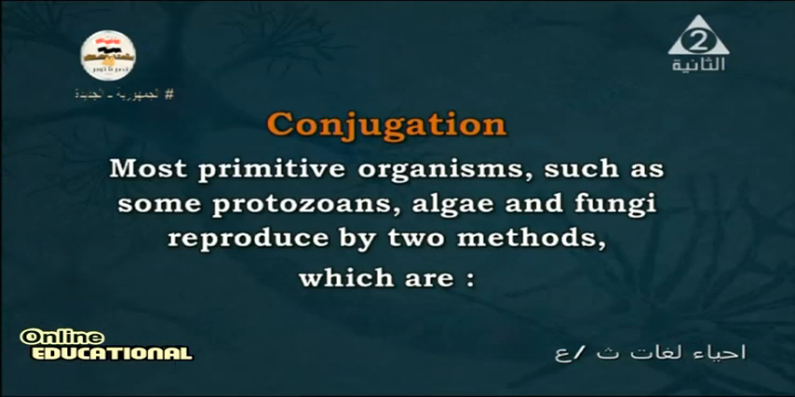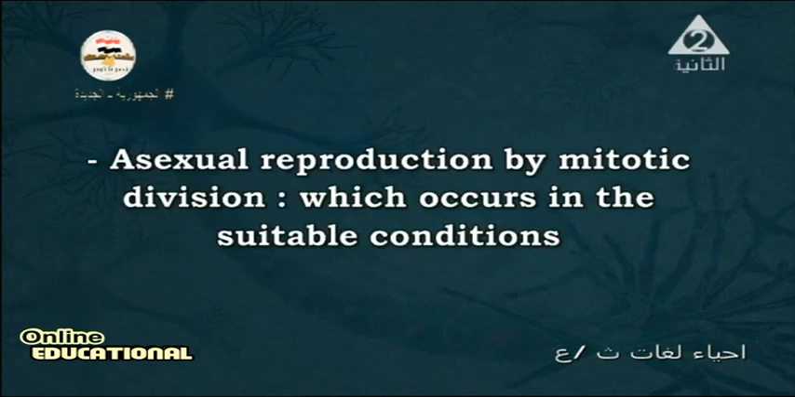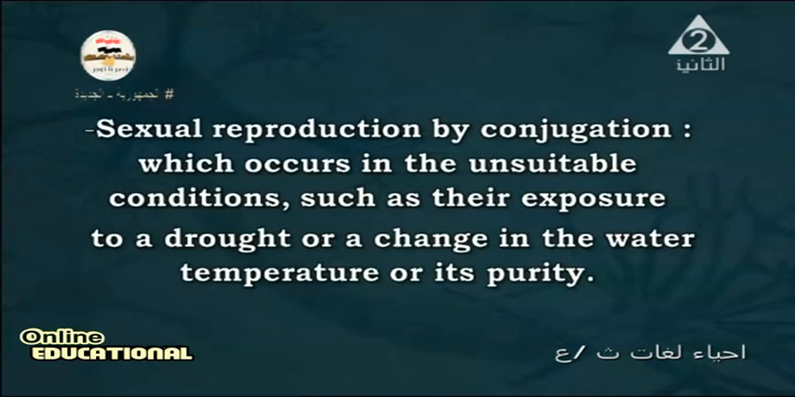Conjugation: primitive organisms undergo this type of sexual reproduction, like protozoa, algae, and fungi. They reproduce by two methods. Number one, asexual reproduction by mitotic division, which occurs in suitable conditions. Number two, sexual reproduction by conjugation, which occurs in unsuitable conditions. If the condition is suitable, the individual undergoes mitotic division. If the condition is unsuitable, the individual undergoes sexual reproduction by conjugation.